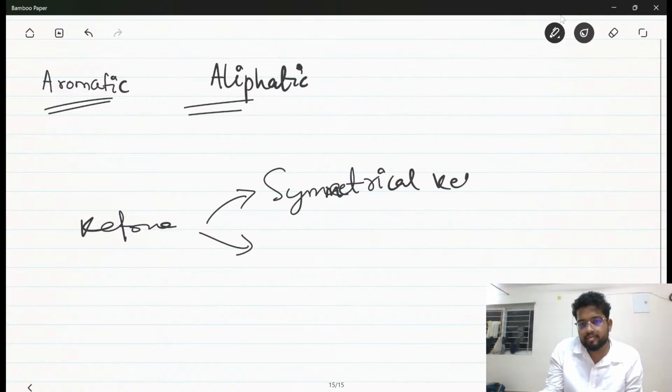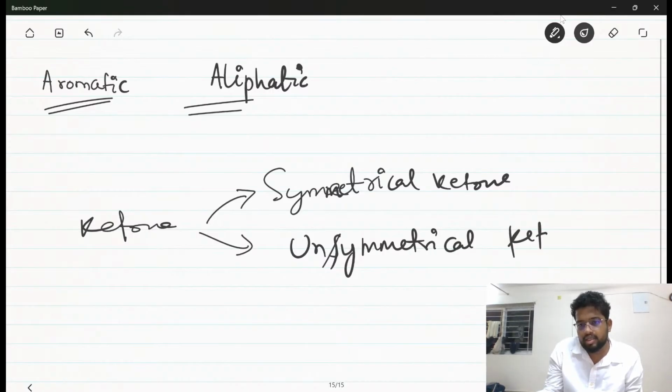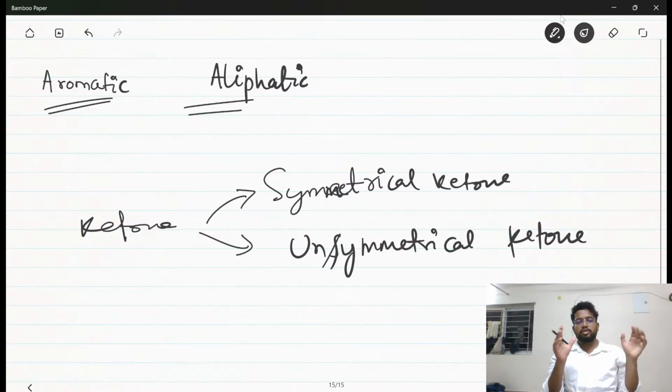symmetrical ketone and unsymmetrical ketone. These are the two different ways to represent or classify aldehyde or ketone. So classification is not a big deal to worry about, not from the exam point of view either, they will not ask. So real questions will start from here.